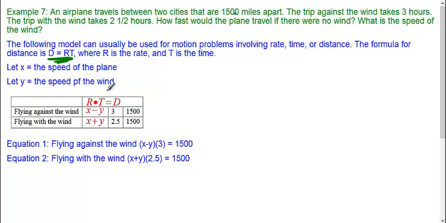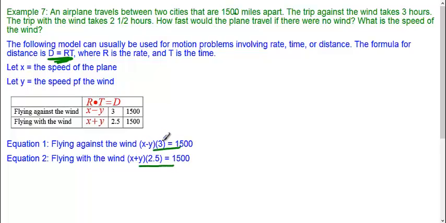So when we set up our equation here, this first column is my rate. Flying against the wind, the wind is pushing it backwards, so I'm going to do x minus y. And my time here is 3 hours. It took me 3 hours to go a total of 1,500 miles. My second equation is x plus y, because my speed plus the wind, which pushes it, so that's why we're adding it, times my time of 2.5 equals 1,500. So here are my two equations.